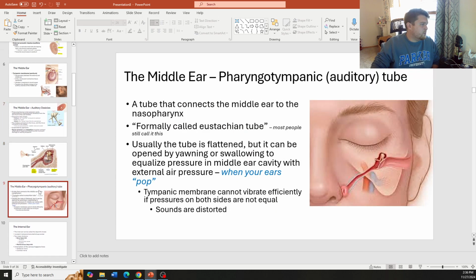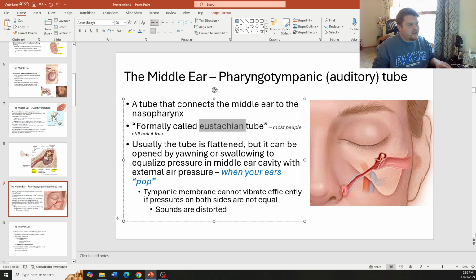That is part of the middle ear. We also have a tube called the pharyngotympanic or the auditory tube. Technically, it was formerly called the eustachian tube. However, that is the only way I have ever heard people refer to it still, as I think it's just the more common knowledge one.